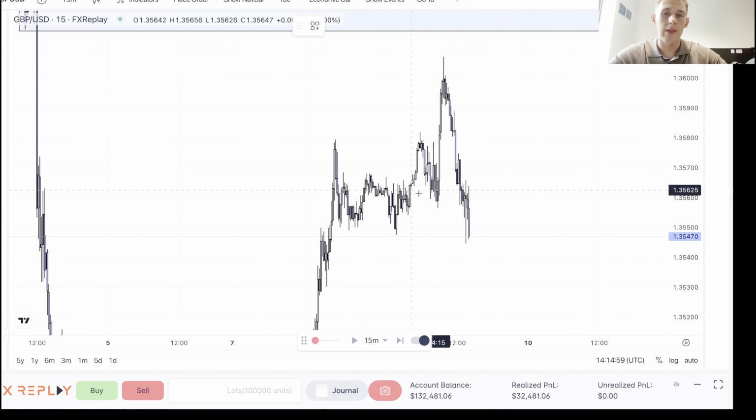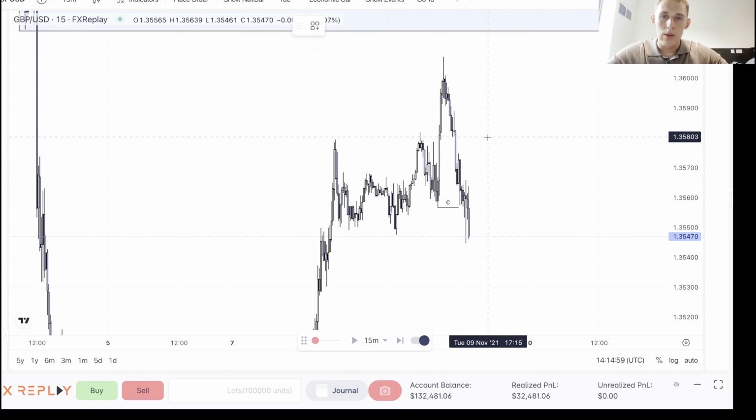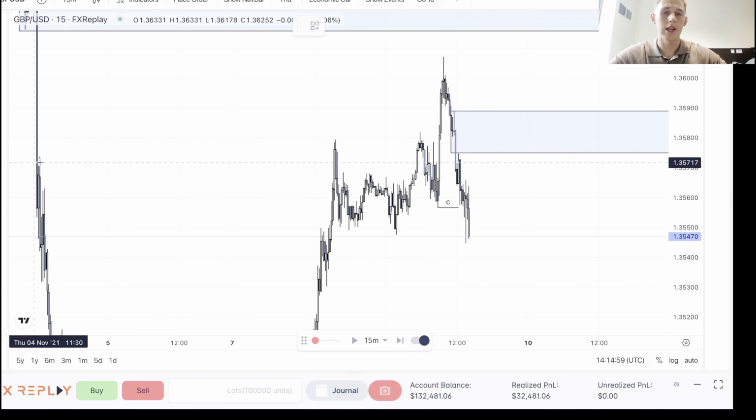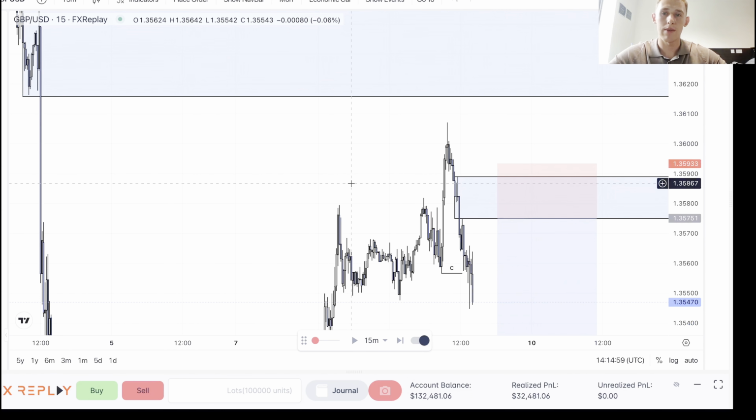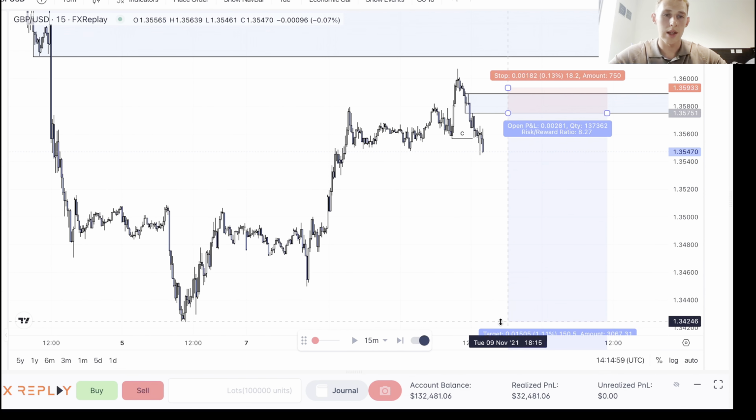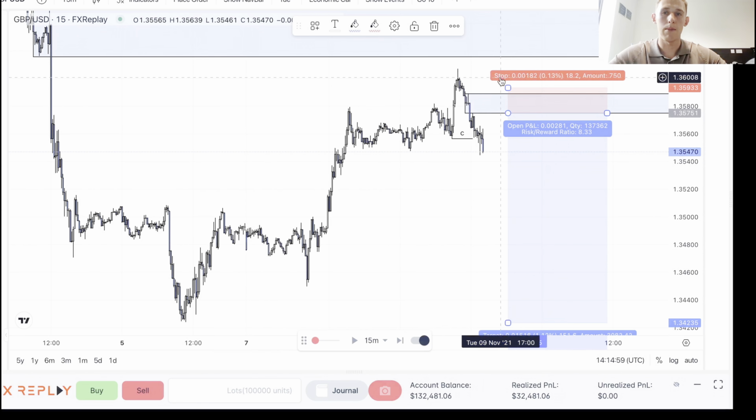There we go. So we've had that 15-minute break of structure. We can see that we have this area of imbalance just here. So I'm going to set a limit on this. Stops just above that area of supply. And I'm going to target this low down here. Might have a bigger stop loss actually at the high.